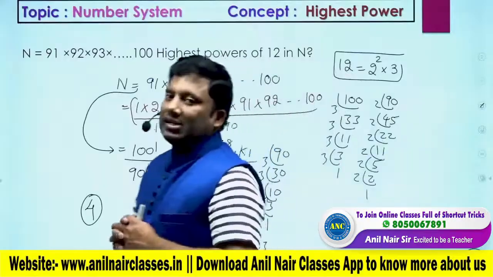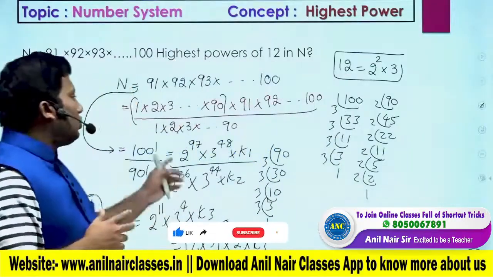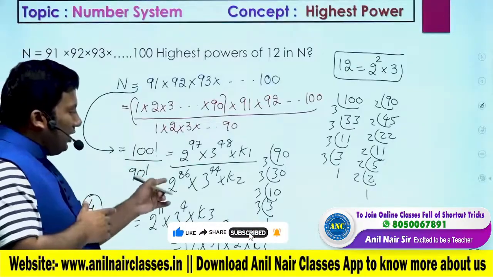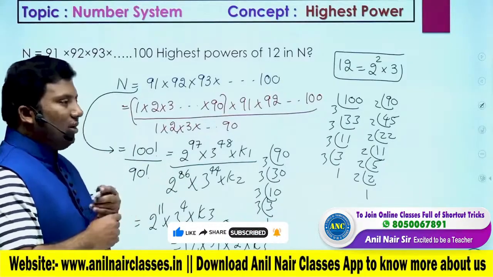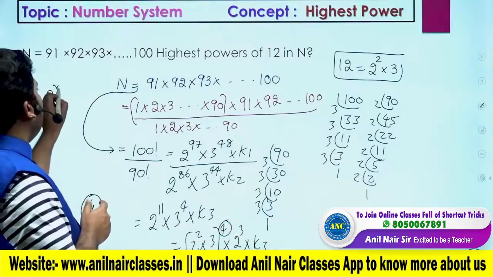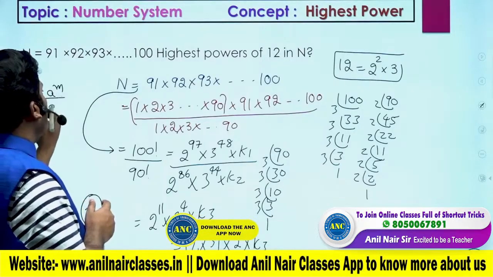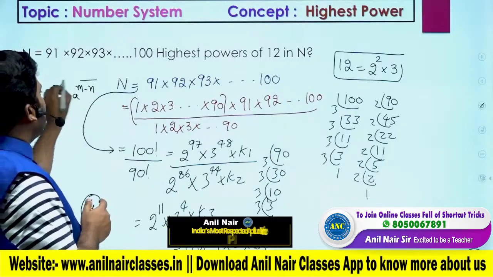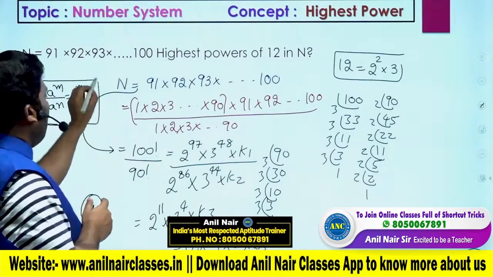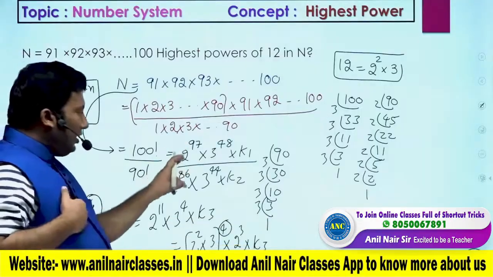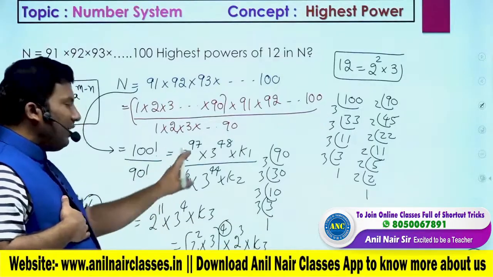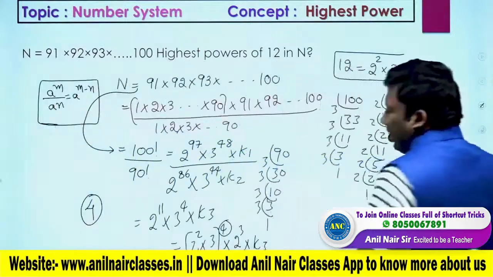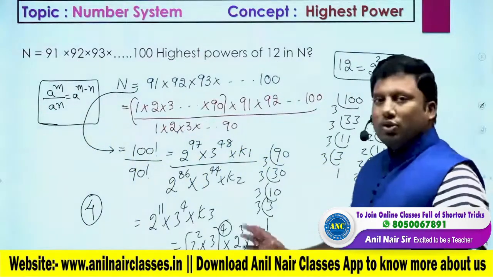12 can be written as a power of 2 and 3. 100 factorial is 2 power 97, 3 power 48. 90 factorial is 2 power 86 and 3 power 44. Then I used the concept of a power m by a power n is a power m minus n. 97 minus 86, it is 11. 48 minus 44, 4. So it is 2 square into 3 power 4 into 2 cube. Idea clear?